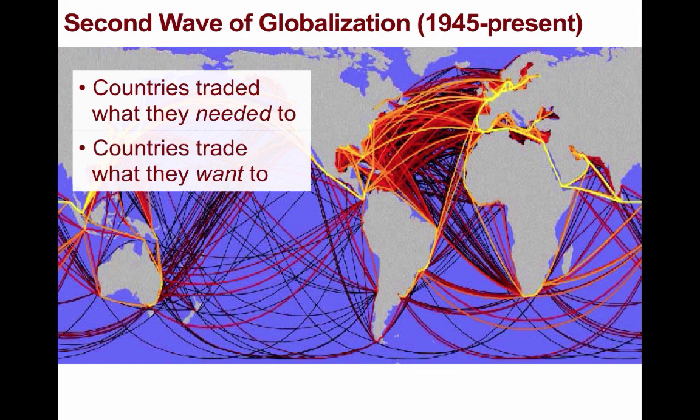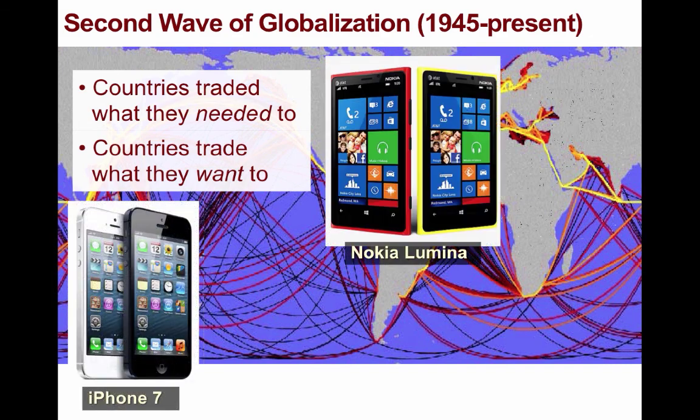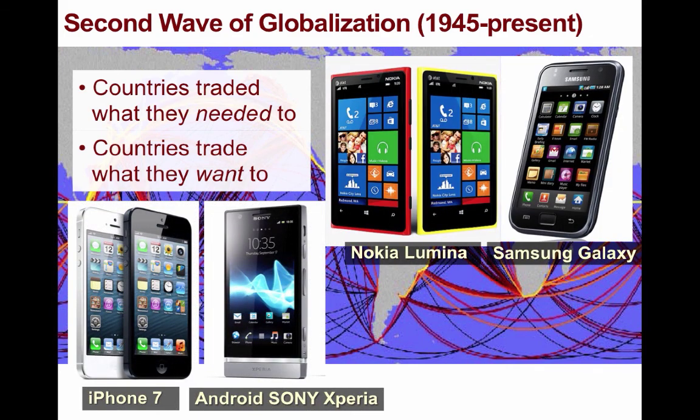We want slightly different versions of similar goods, as in the case with smartphones offered by Apple, Nokia, Samsung, Sony, and others. And this explains the modern global division of labor.